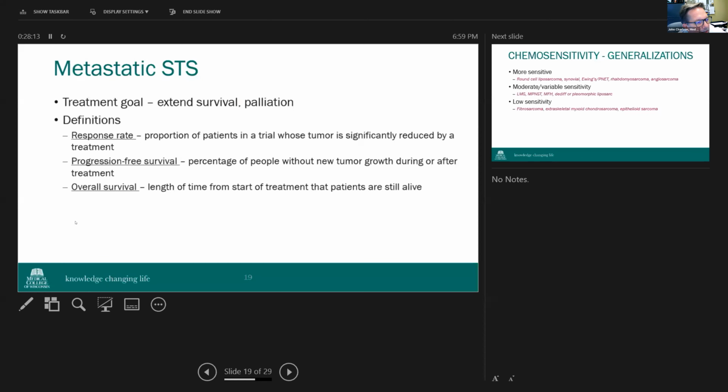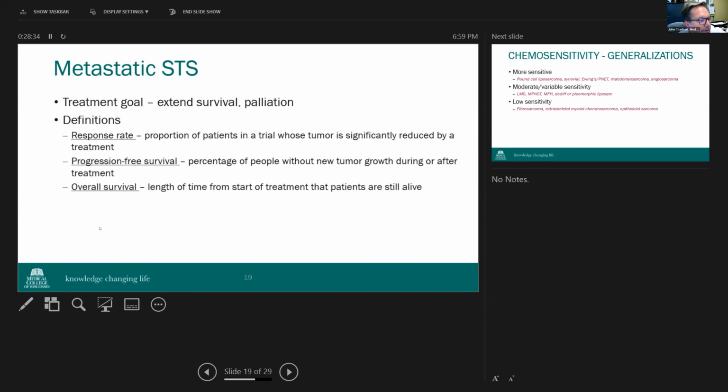As you're looking at data about chemotherapy in this setting, terms you see are things like response rate. And there's specific definitions of what a response is for clinical trials, but it means it's the proportion of patients in a trial whose tumor is significantly reduced by a treatment. That's just tumor size shrinking or not shrinking. And people's tumors can stay stable in size, not shrink, and as long as they're not growing, that's a good thing.